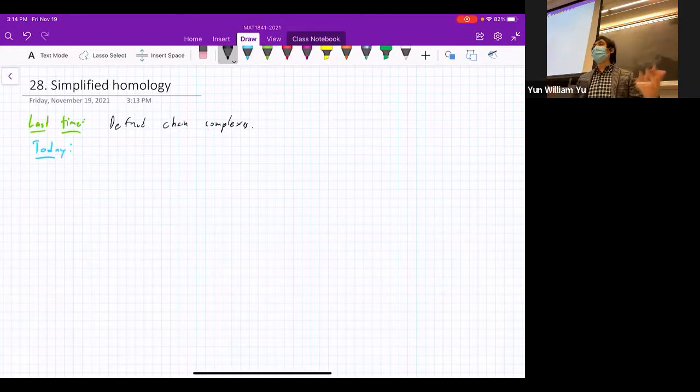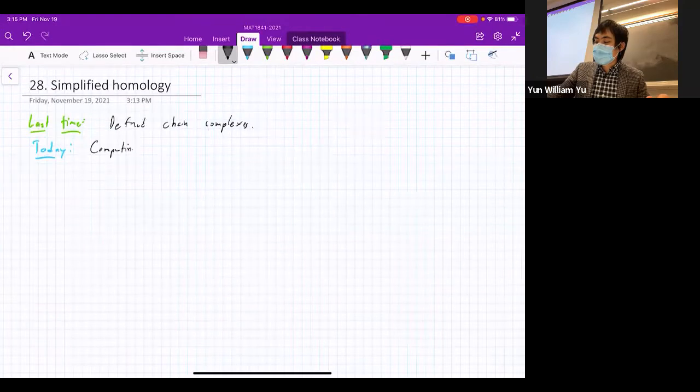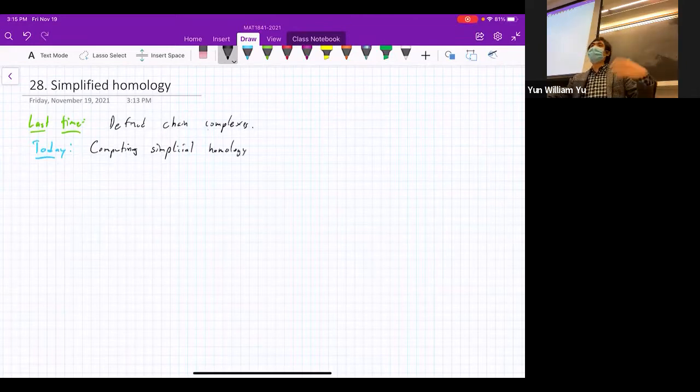Last time we defined them as a quotient group, right? A quotient group between the cycle group and the boundary group. And that's basically what they are. Today we're going to be computing simplicial homologies. We're going to do it once from the definition, and another time we're going to show how we can make use of some linear algebraic techniques to more quickly compute Betti numbers.